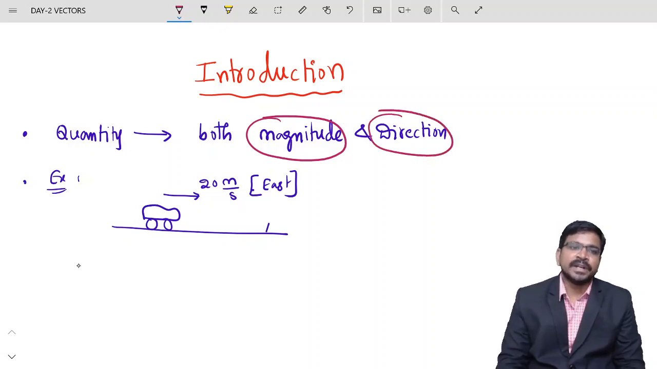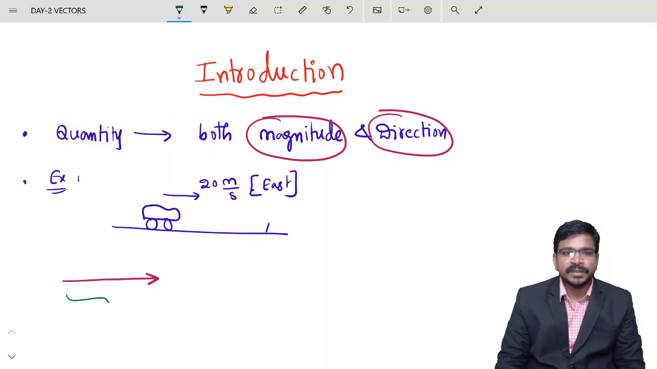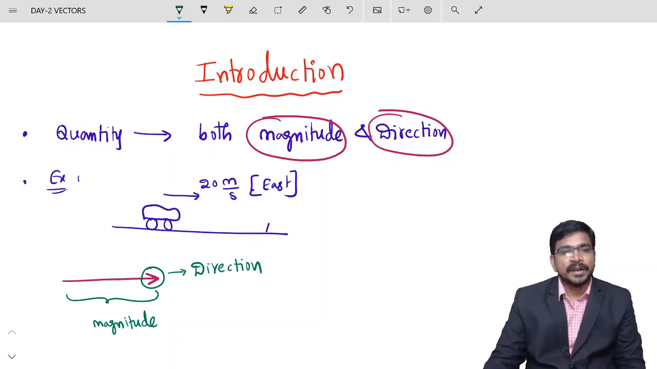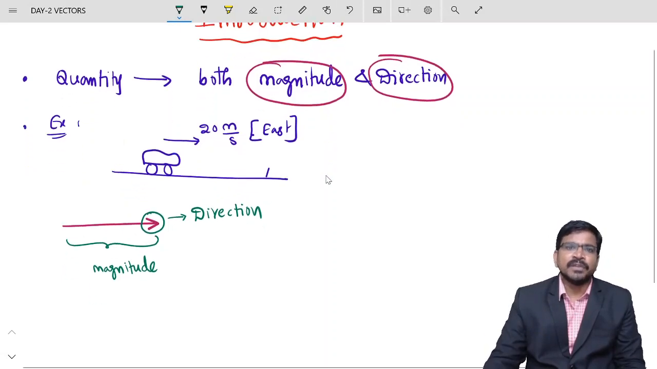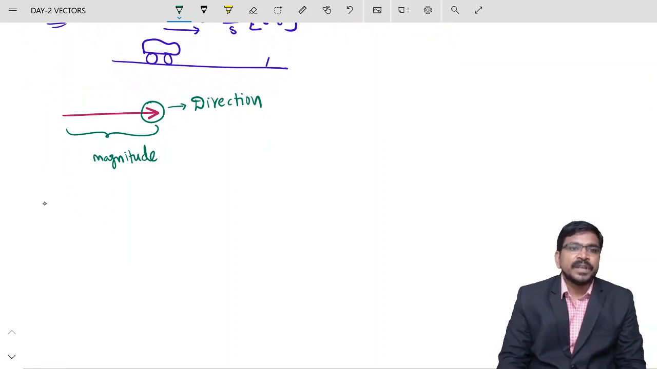We will represent a vector with an arrow, right? The length of the arrow will give you the magnitude, and the head will give you the direction. This is the geometrical form. There is another form also. Let us say this is vector A.